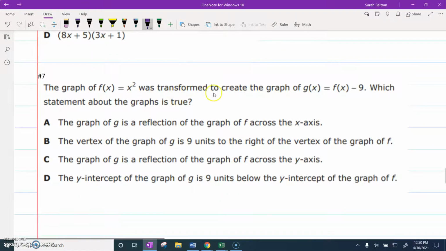Okay, number 7, there are 10 of these, by the way. The graph of f of x equals x squared, which is our parent function, is transformed to f of x minus 9. Pick which shift you think this is happening. Is it going left or right? Is it a vertical shift? Is it reflecting? What does that mean?